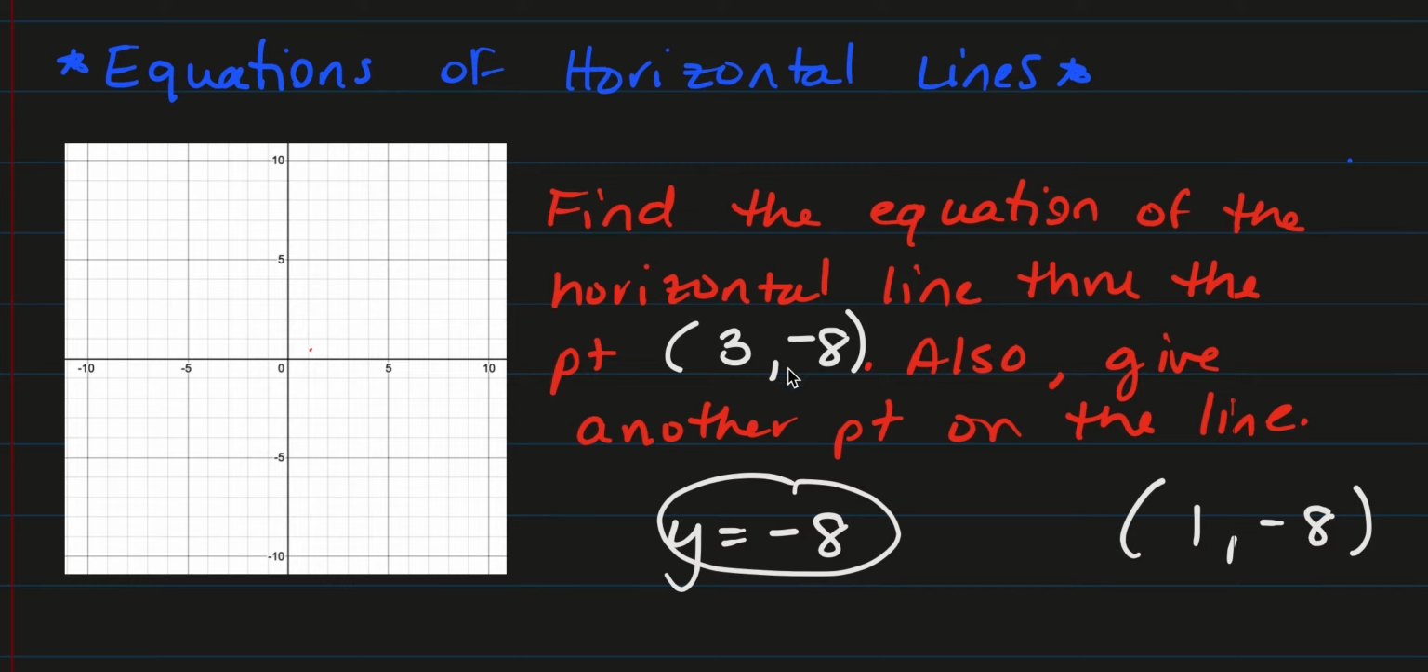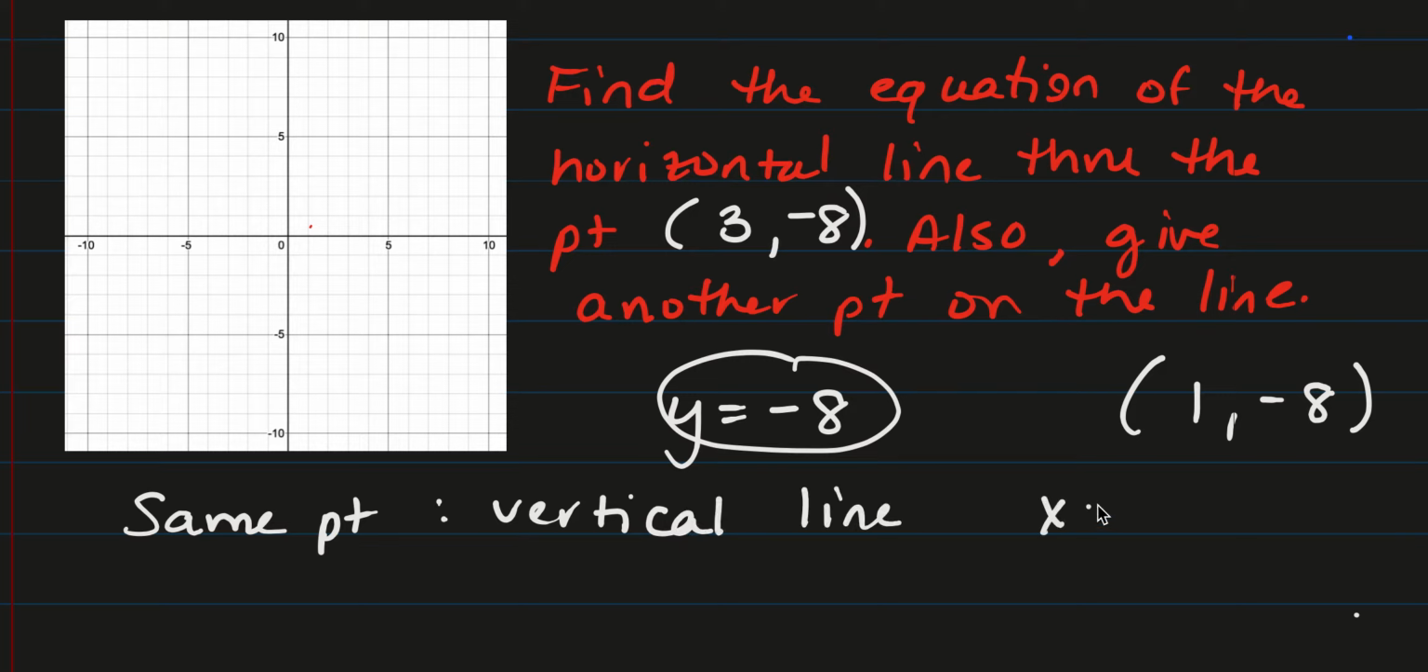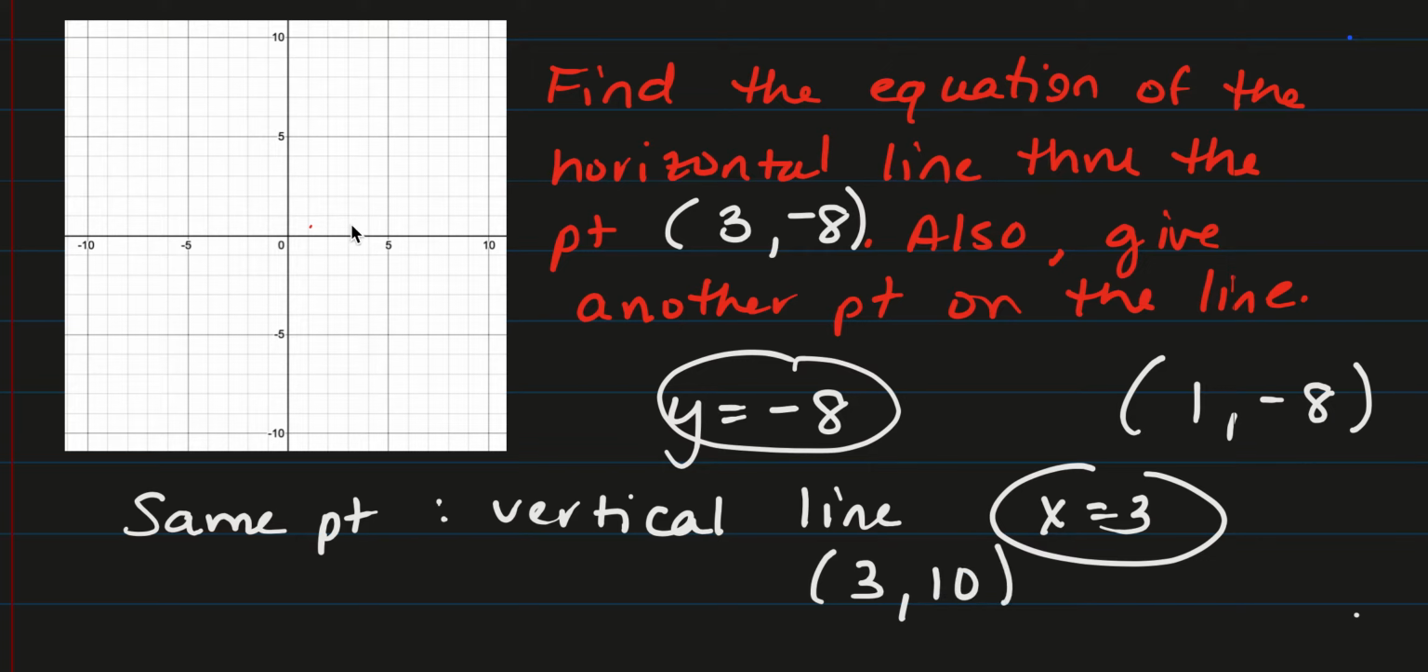Now with this same point, I can give an equation of a vertical line through it and another point on a vertical line. So with this same point, the equation of the vertical line that passes through it would be x is equal to 3. And another point on this line, we would fix the x and we would just change the y. Okay, so here is 3, so 1, 2, 3, -8 right here.